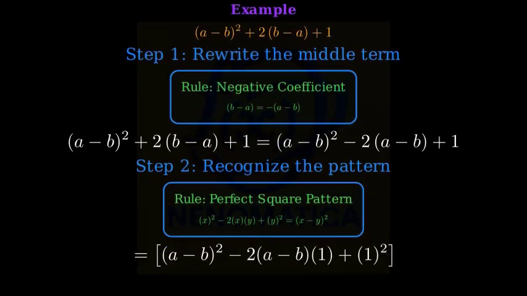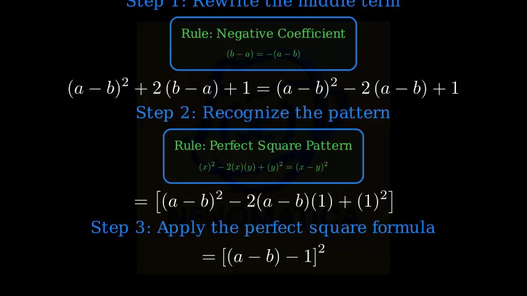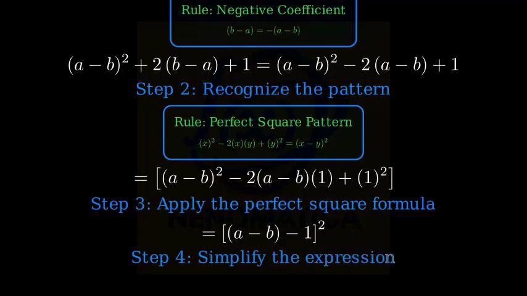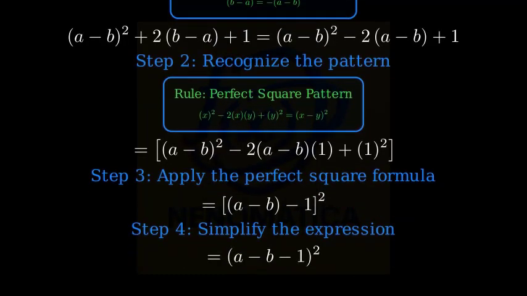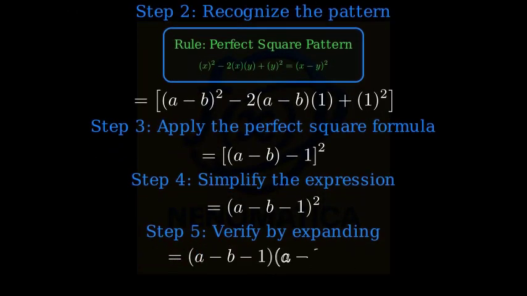This is starting to look like a pattern we should recognize. This matches the perfect square pattern, where we have x squared minus 2xy plus y squared, which equals (x minus y) squared. In our case, x is (a minus b) and y is 1. Simplifying inside the brackets, we get (a minus b minus 1) squared. Finally, we can expand this expression to verify our answer.